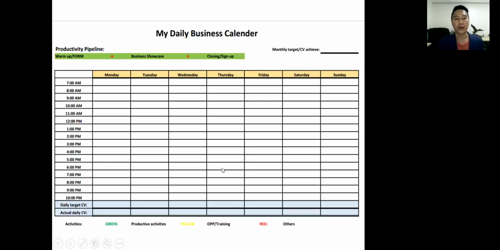This is an example of a daily schedule. If you have more green, it's actually better. You can start filling up the activities that help you build your business. Training will be yellow, and others will be in red. If you have more green, like for example, I'm meeting this person for coffee, maybe Louis, on a Tuesday afternoon.